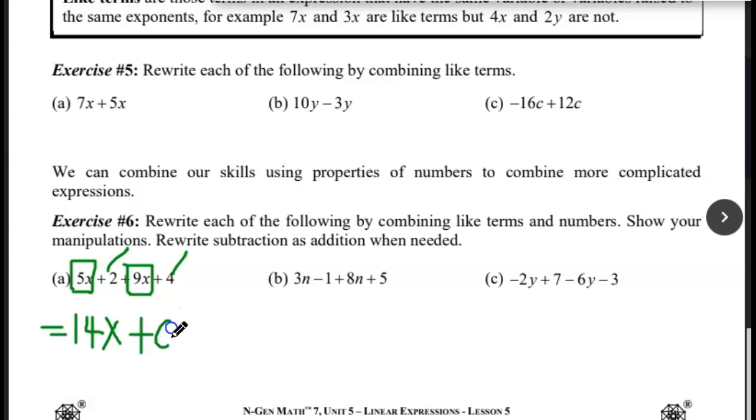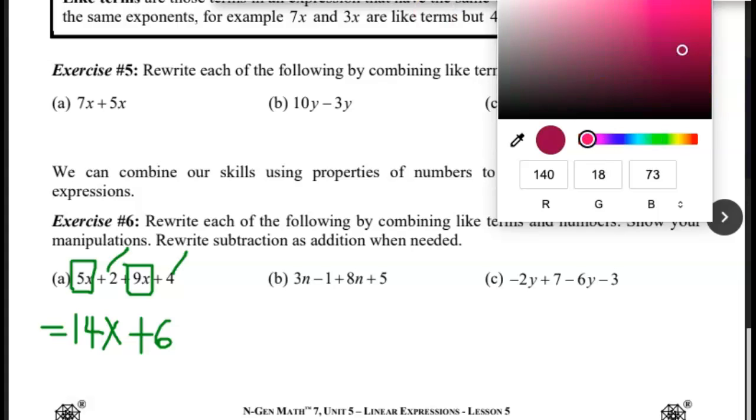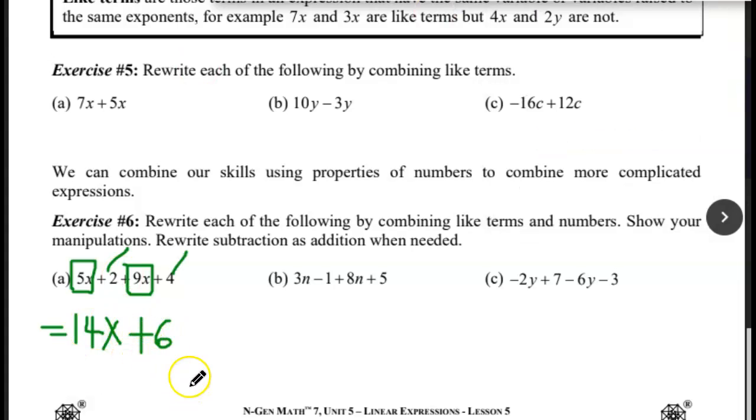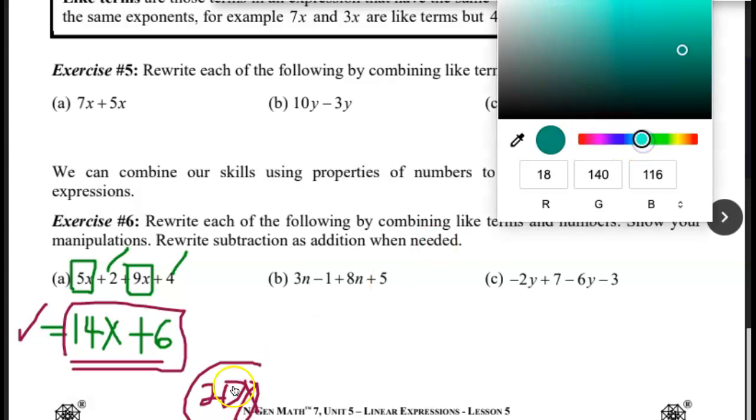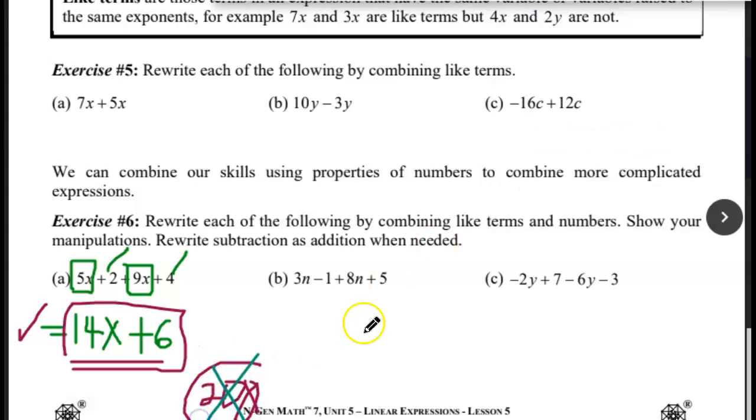All right. So you're going to tell me at the end, wait a minute, can that be combined? Can I put this as 20x? No. Why not? Because it's not the same. All right, good that you know that. So 14x plus 6 is your final answer, and this is not possible. You cannot make it 20x because they are not the same.